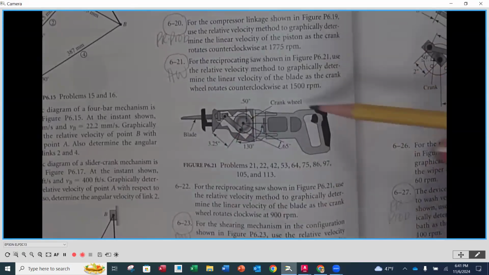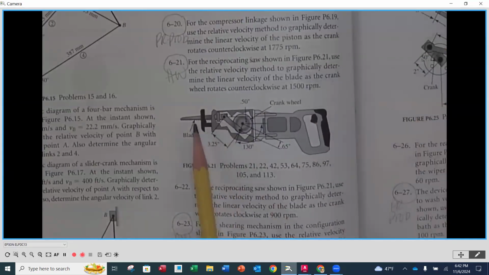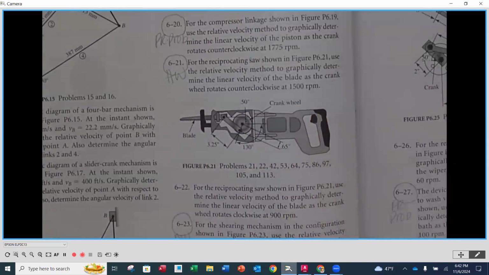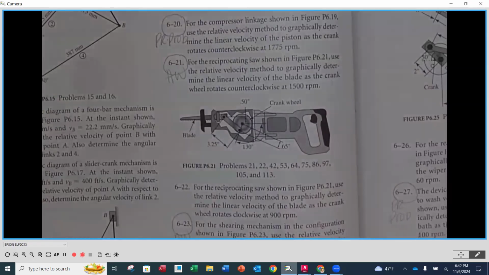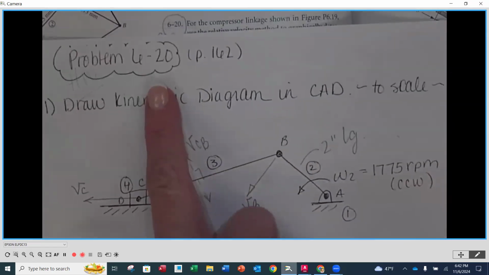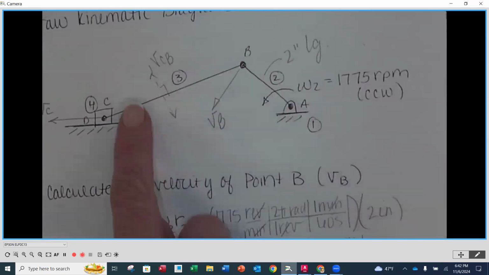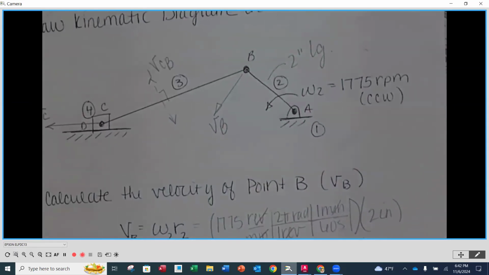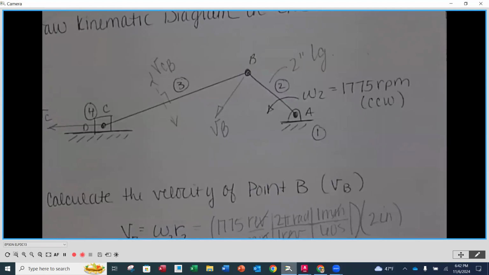So we have a reciprocating saw, looks kind of familiar. Use the relative velocity method to graphically determine the linear velocity of the blade as the crank rotates 1500 RPMs counterclockwise. This is a slider crank mechanism. It will be the same process as we did for problem 620 in our practice problem. It's almost identical to this, except this is offset a little bit diagram-wise, but the process is exactly the same.